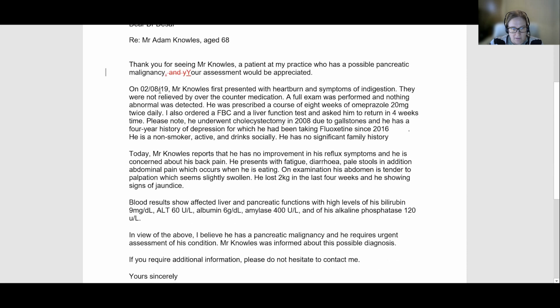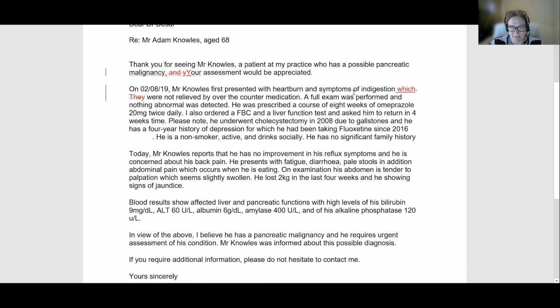Okay, so on the 2nd of August, Mr. Knowles first presented with, okay, they were not relieved by over-the-counter medication. That's fine. I might want to connect that together by using which. I think that would be better. So he first presented with heartburn and symptoms of indigestion, which were not relieved by over-the-counter medication. Great. A full exam was performed and nothing abnormal was detected. Fine. He was prescribed a course of 8 weeks of omeprazole, 20 milligrams twice daily. Great. I also ordered FBC and a liver function test and asked him to return in 4 weeks' time. Okay, I think that's okay.